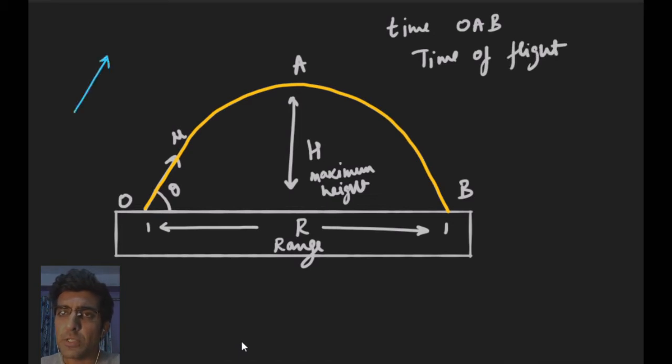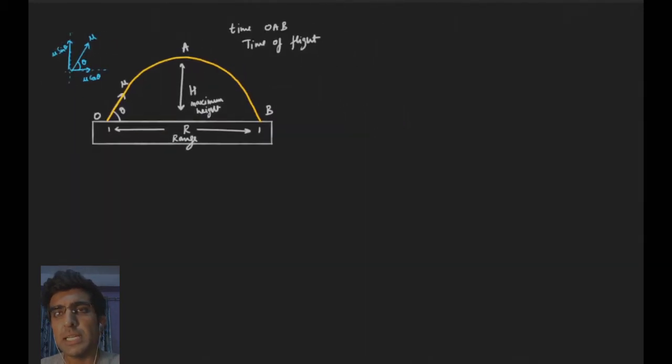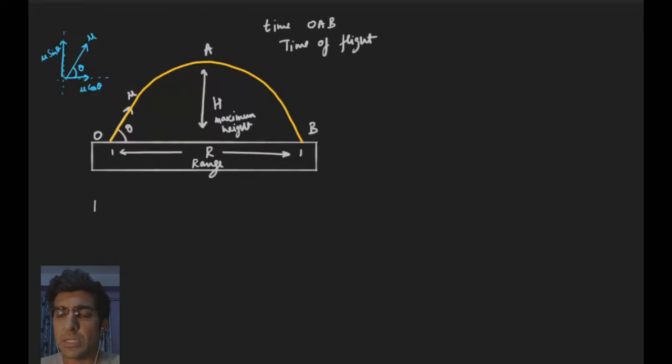Resolving the initial velocity vector u along the horizontal, we get u cos theta, and along the vertical, u sin theta. We'll be applying the three equations of motion: v square is u square plus 2as, s equals ut plus half at square, and v equals u plus at, in one of the directions having one initial and one final point. So to calculate time of flight, we need to apply an equation.